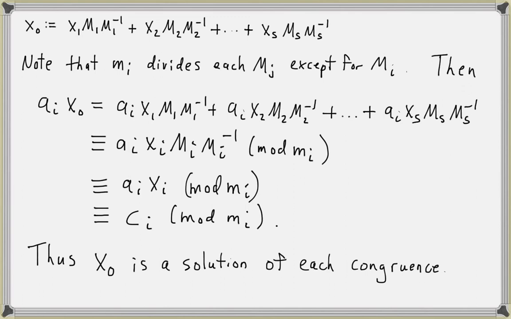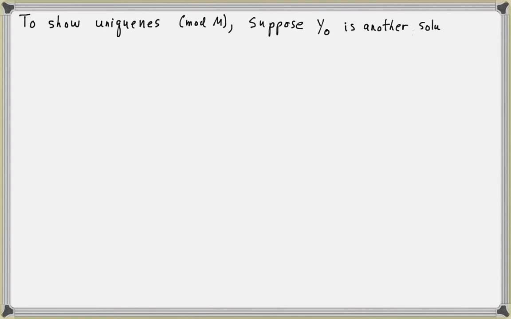We claimed that x0 was the unique solution, so let's prove the uniqueness. Let's suppose that we have another solution to the system. To show uniqueness mod capital M, suppose we have another solution, let's call it y0. So suppose y0 is a solution of the system as well.